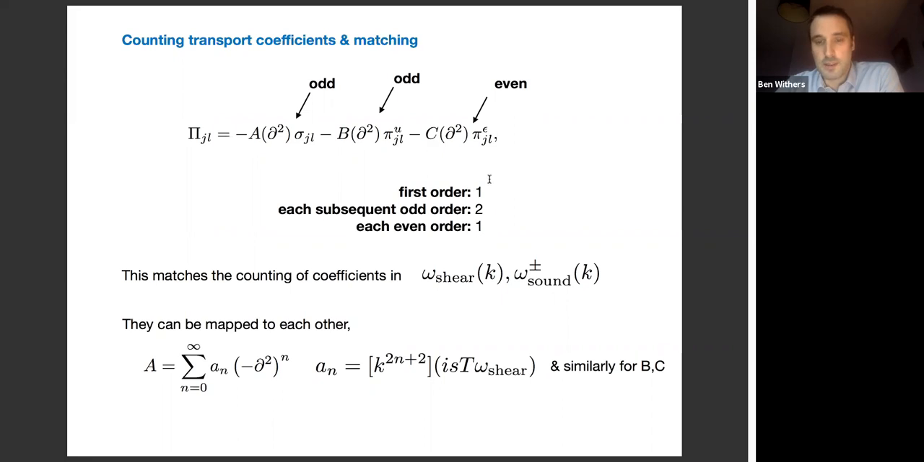And if you think about it, this counting matches precisely the number of coefficients you expect to find in the shear and sound dispersion relations expanded order by order in k. And this is not a coincidence. You can actually map one to one these ANs with the coefficients that appear in the expansion of the dispersion relations. So here's an example for the AN sector. You only need the shear mode dispersion relation. And basically AN is the 2n plus 2th component in the series expansion in k, with similar results for B and C.